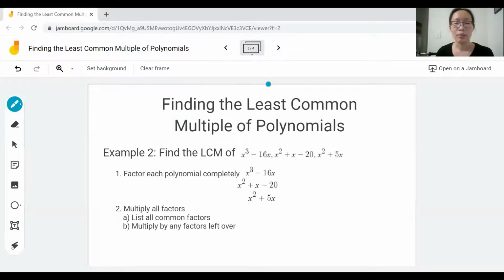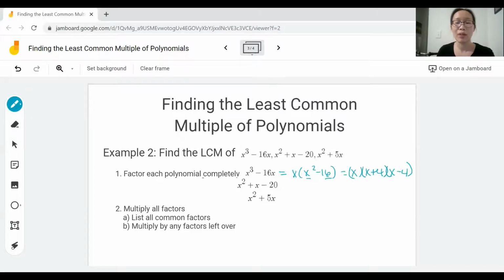In our second example, we're asked to find the LCM of x cubed minus 16x, x squared plus x minus 20, and x squared plus 5x. So I'm going to start with the first one. I can factor out an x, and I get x squared minus 16. And I notice that this is still factorable because I have a difference of squares. So this is x times x plus 4 and x minus 4.